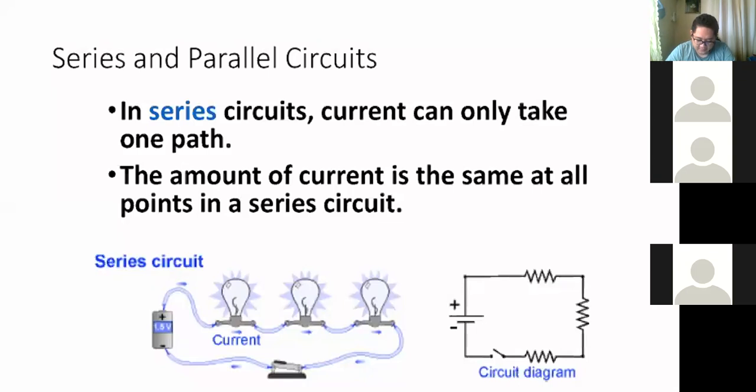So ibig sabihin, yung end nung isang light bulb is connected dun sa start ng kasunod na light bulb, then yung end niya nakakonekta sa another one. Okay? So ibig sabihin, from yung source natin, dito sa battery natin, yung current natin has only one path to travel dun sa mismong circuit natin.